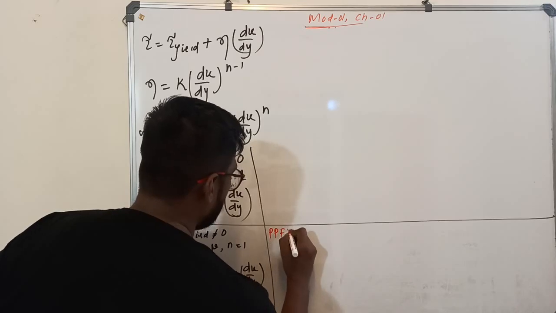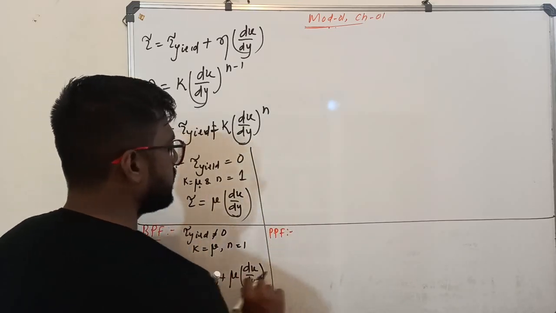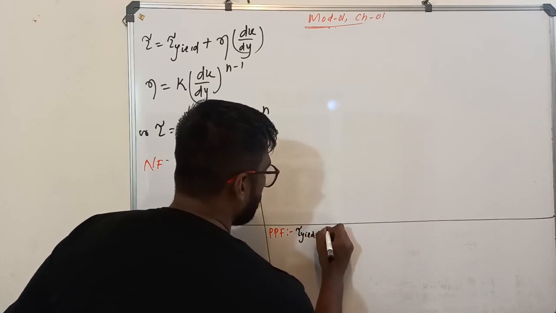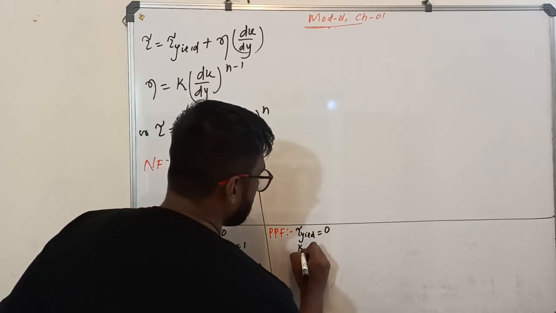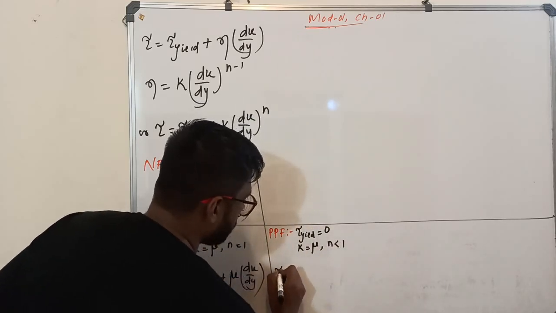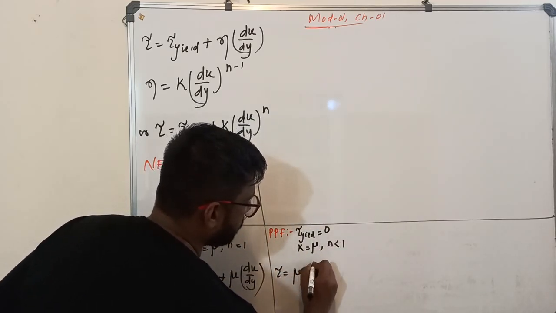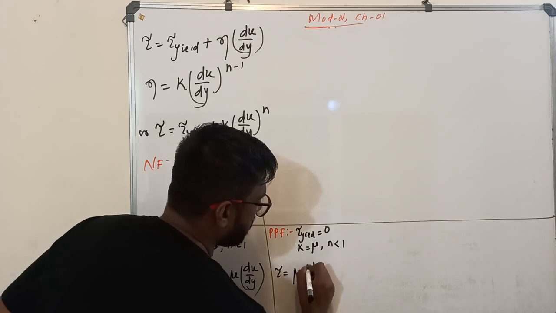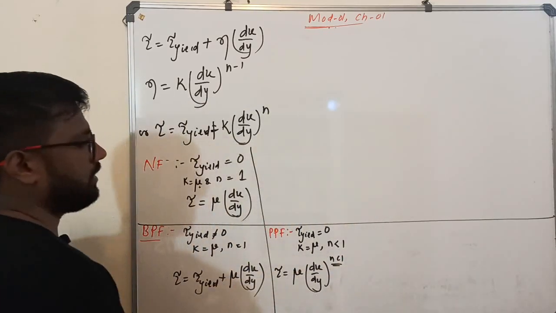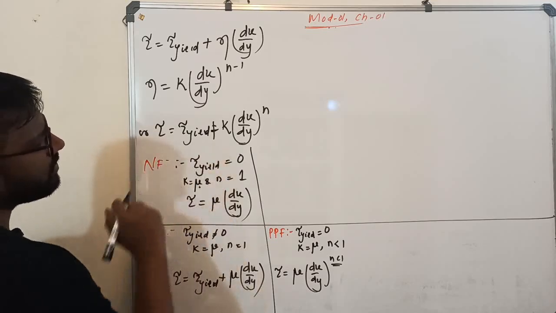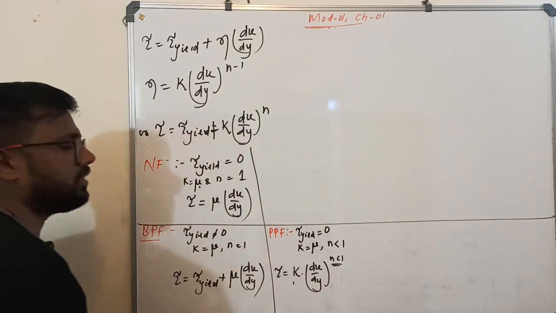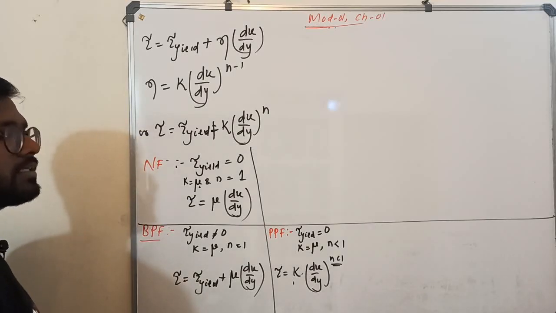Pseudoplastic fluid. What happens in a pseudoplastic fluid? Sir, in pseudoplastic fluid, tau yield is 0. Sir, k is equal to, let us say, mu, and n is less than 1. So your equation becomes mu (du by dy) to the power n, which is less than 1. But sir, why are you not writing k? You write here k, no problem, flow consistency index.